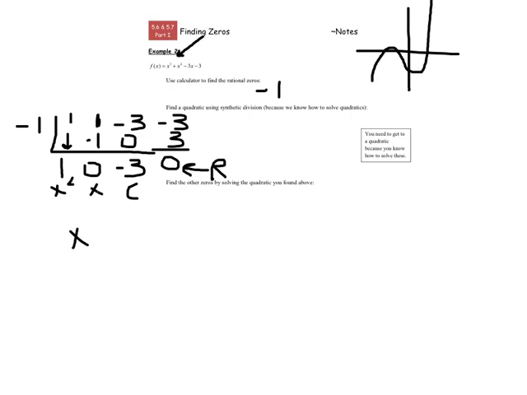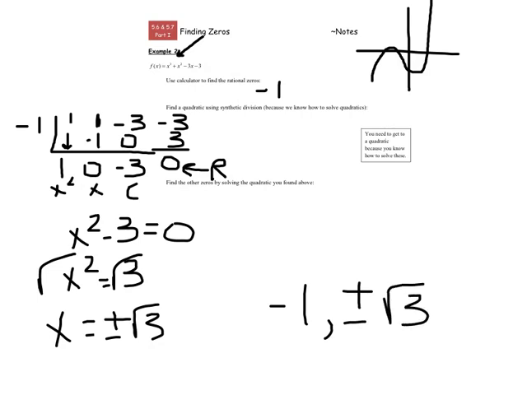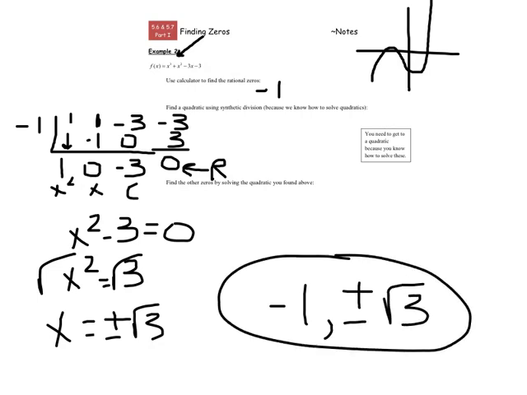So now we have x squared minus 3 equals 0. We know how to solve that, so let's go ahead and solve it. First, we're going to add 3 to both sides. We get x squared equals 3, and then we're going to take the square root. So x equals plus or minus the square root of 3. So there are my 3 answers: -1, a positive square root of 3, and a negative square root of 3. Let's take a look at another one.